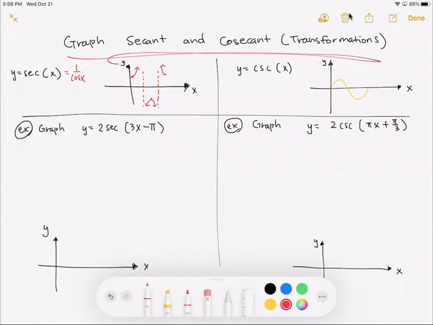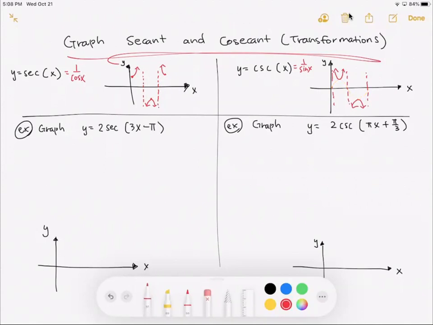For cosecant x, we know that that's equivalent to 1 over sine x. So our denominator cannot equal 0. And we have 3 asymptotes here using the sine graph, max and min. We have a graph of cosecant x, which is in red.